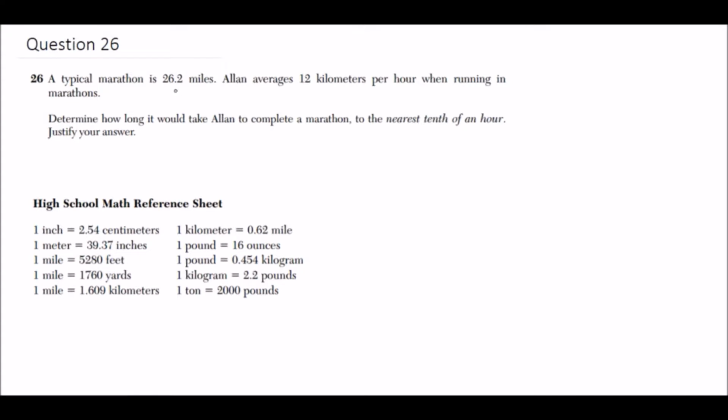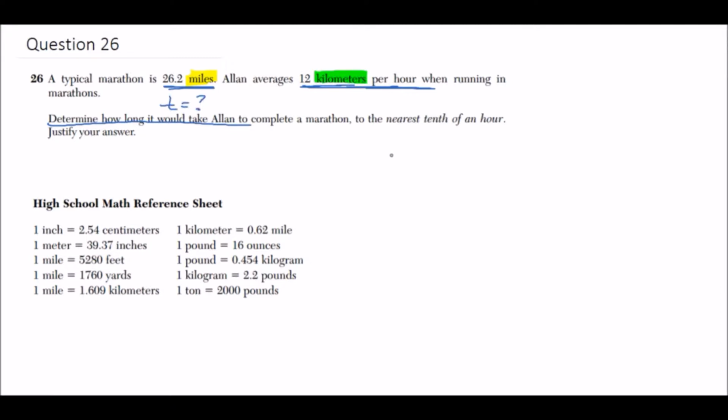What we have is a typical marathon is 26.2 miles. Alan averages 12 kilometers per hour. Now, these are different units, so we need to bear that in mind. When running in marathons, determine how long it would take Alan to complete the marathon. So we're looking for time.